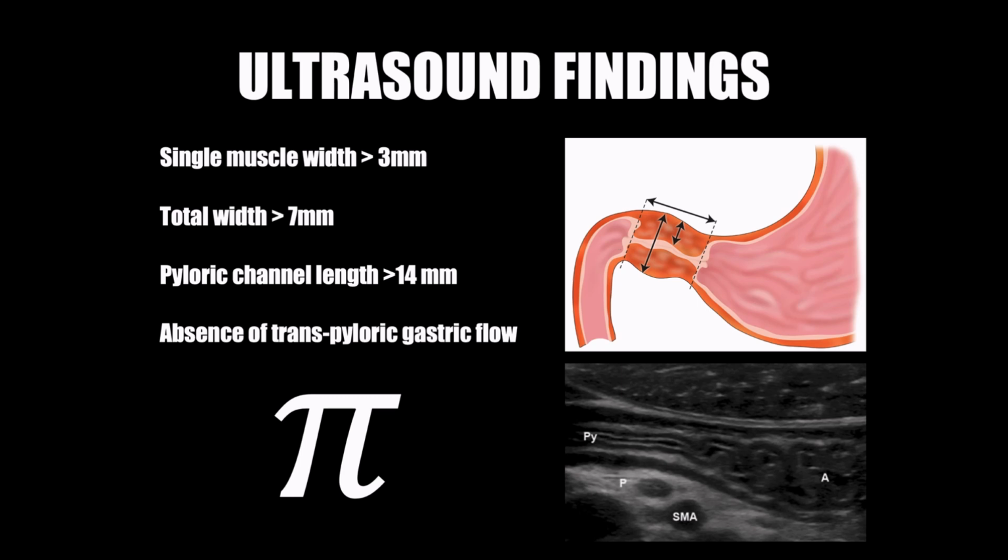The reason these patients are vomiting is they're having gastric outlet obstruction, and so none of the gastric content should be seen flowing from the stomach out this channel because it's hypertrophied and blocked up. Conveniently, you can remember these main measurements with the mnemonic of pi, so 3.14, 3 millimeters for your single muscle width, and 14 millimeters for your pyloric channel length.